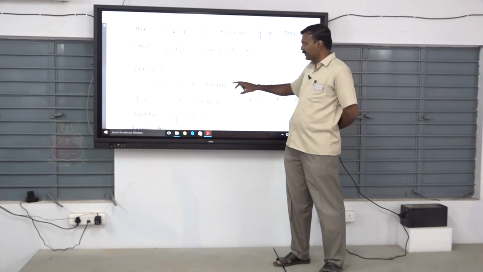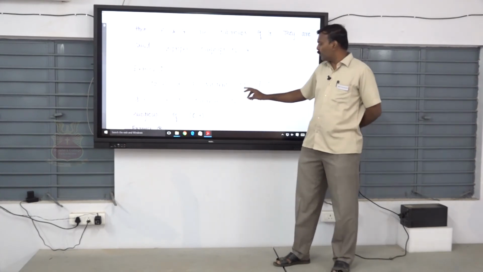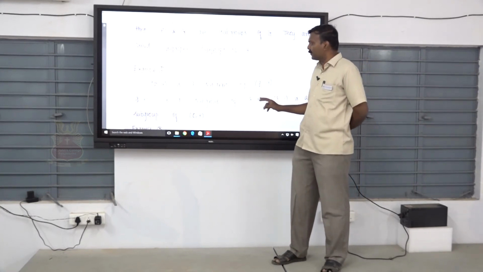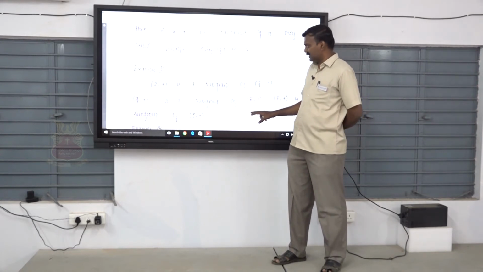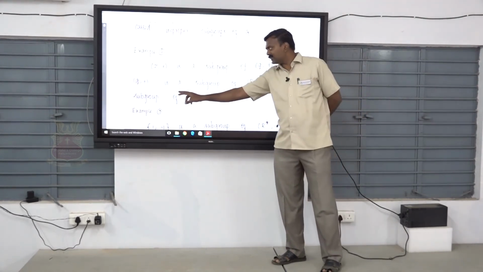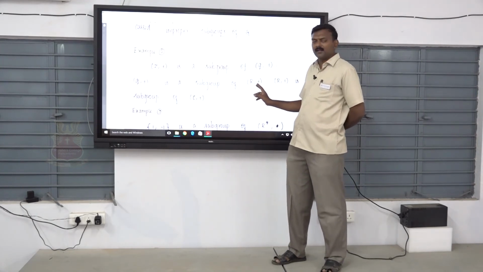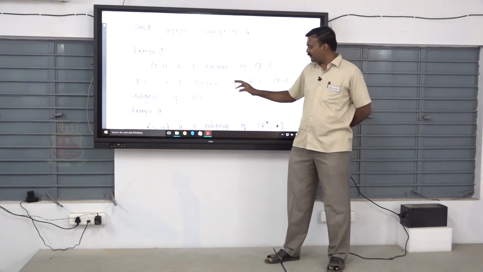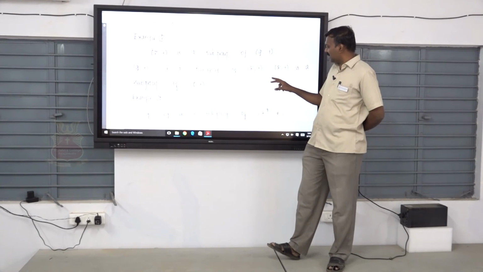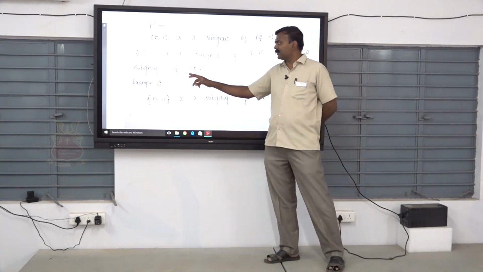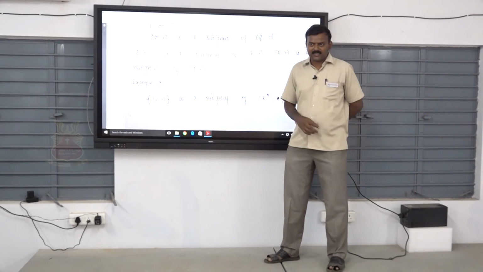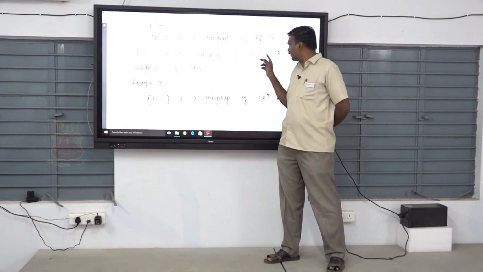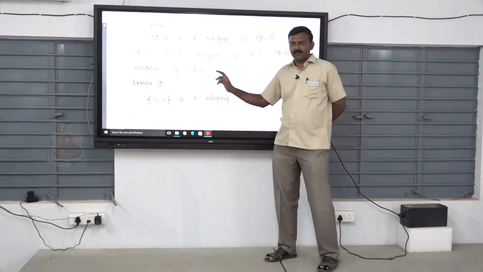Example 2. Z comma plus is a subgroup of Q comma plus. Q means rational numbers. Q comma plus is a subgroup of R comma plus. R means real numbers. The next, R comma plus is a subgroup of C comma plus. C means complex numbers, the biggest set. Therefore R comma plus is a subgroup of C comma plus.